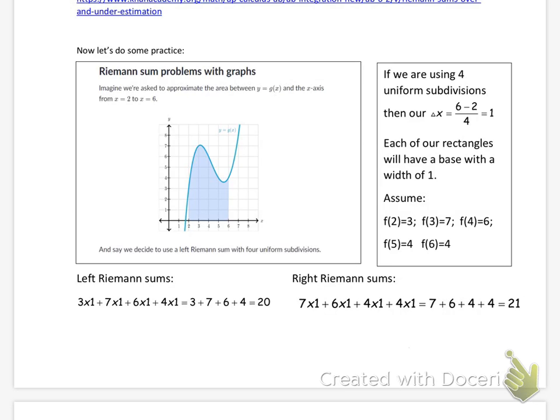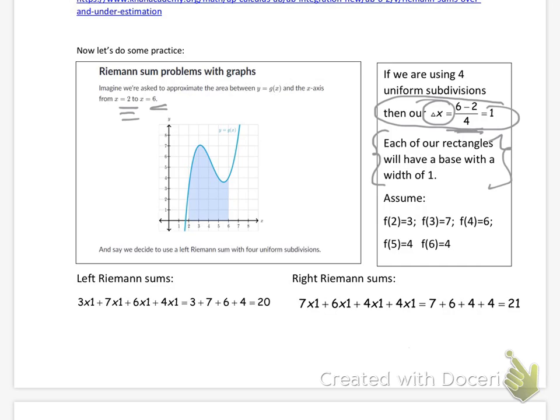Okay, if they ask us to use 4 uniform subdivisions, then we're going to figure out what our delta x is by saying 6, which is the high value, minus 2, which is the low value, divided into these 4 equal sections. So 6 minus 2 is 4. 4 divided by 4 is 1, and therefore our widths will all be 1s. So each of our rectangles, this is key, will have a base with a width of 1.